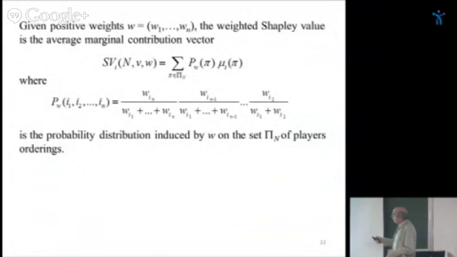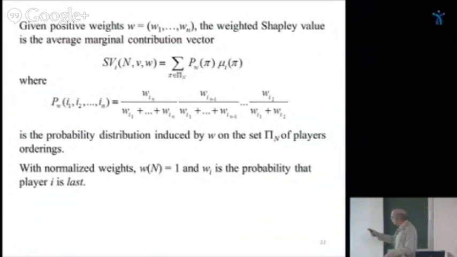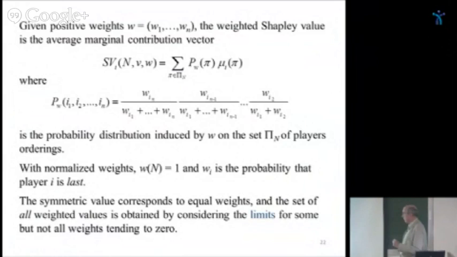The weighted Shapley value is just the average marginal contribution vector that is computed with respect to the probability distribution induced by w on the set of players' orderings. What we observed is that this probability distribution, if I normalize the weights, wi is the probability that player i is last in a permutation. With equal weights, this is the symmetric Shapley value, and you can generate the set of all weighted values by considering limits for some but not all weights tending to zero. Okay.